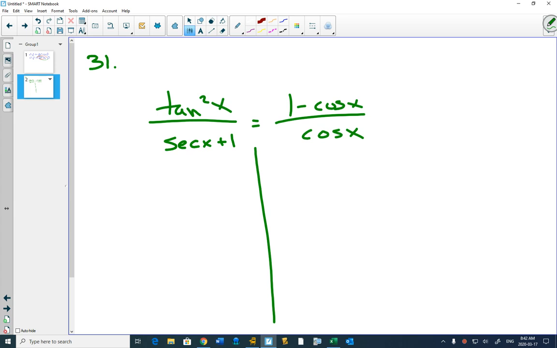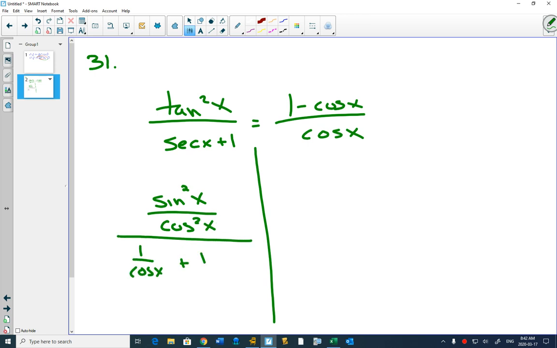So what I'm going to do to start this one is I'm going to use the strategy you most likely would pick, which is change things to sine and cos and then get a single fraction. Then I'm going to do it again using some other things to see where there might be a shortcut or something else that you could see. So first of all, tan squared. Well, I could change that to sine squared over cos squared. And secant would be 1 over cos x plus 1, which I will then multiply that 1 by cos x over cos x.